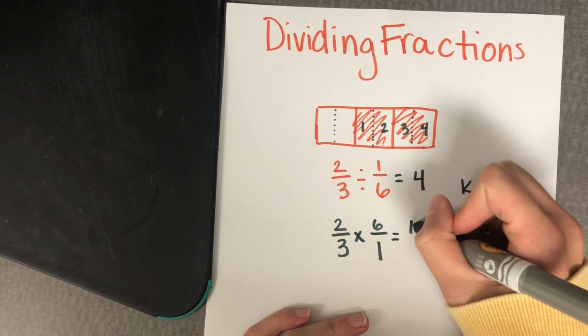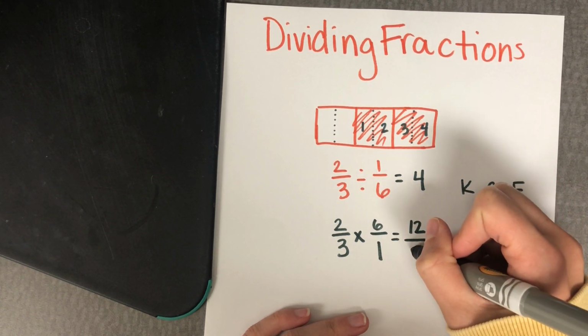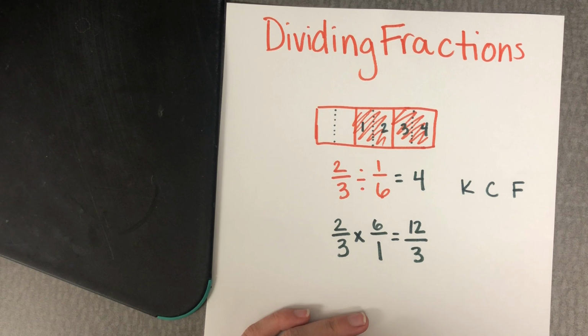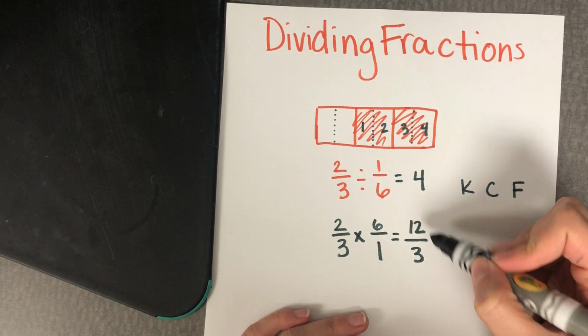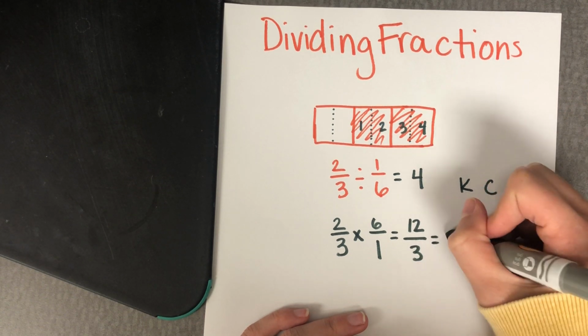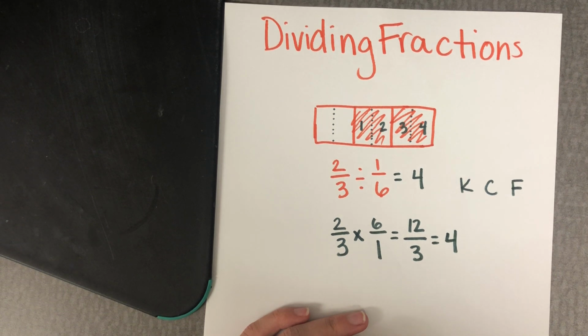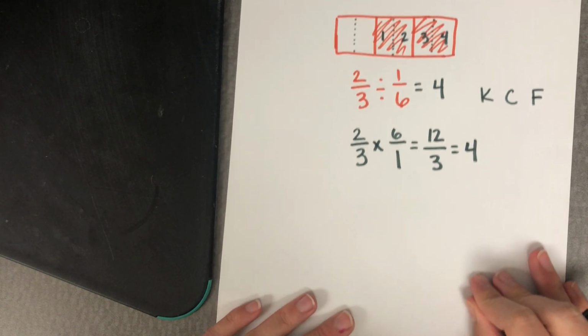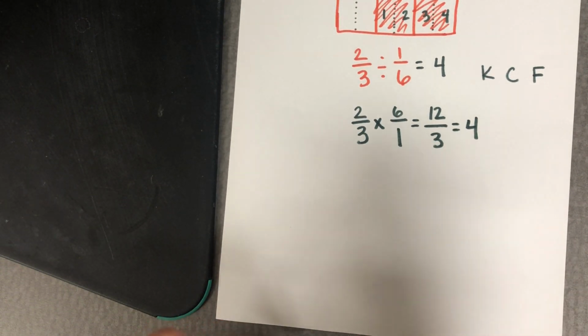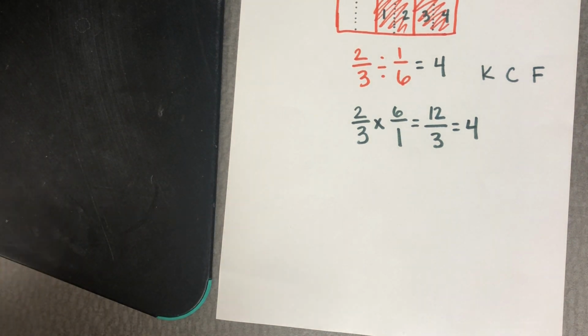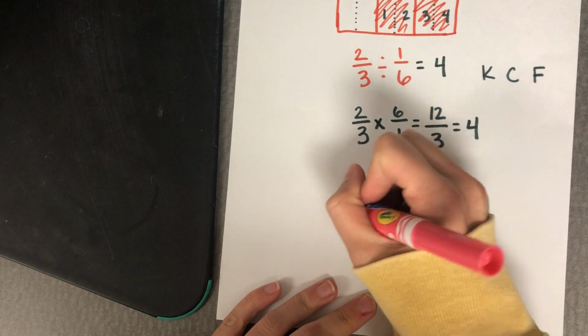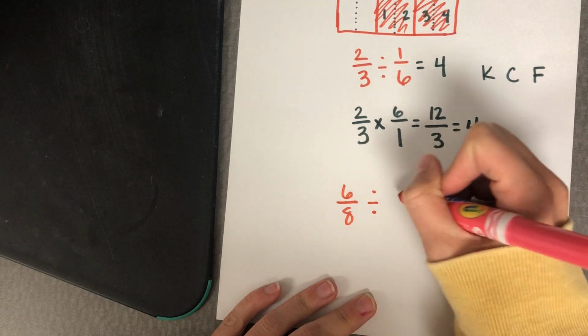2 times 6 is 12. 3 times 1 is 3. And then we solve that problem. Remember, this is a division problem. 12 divided by 3 equals 4. Let's do another one to make sure that that still works. This problem that I'm going to do is 6/8 divided by 1/4.